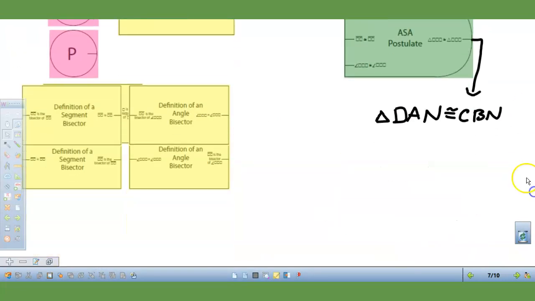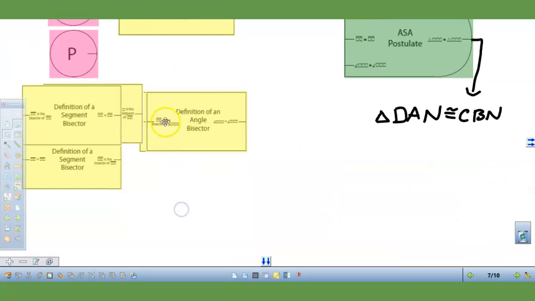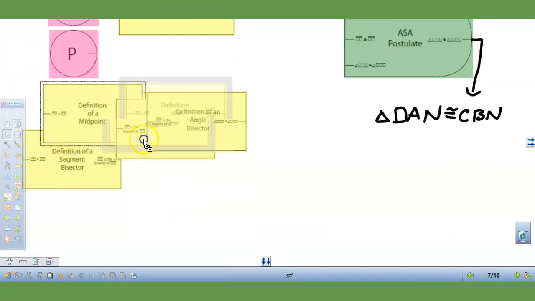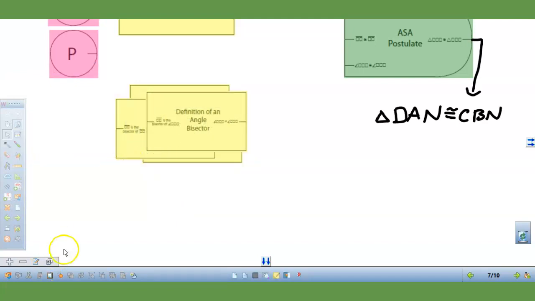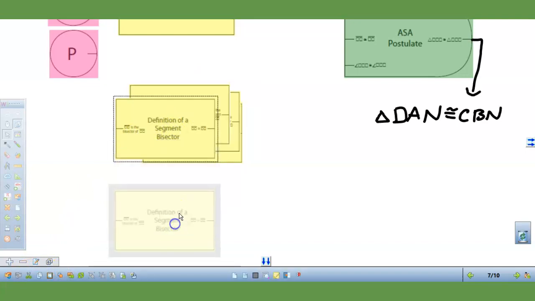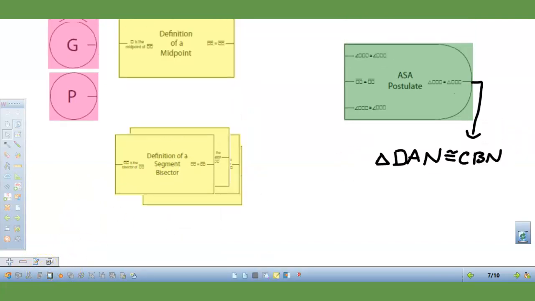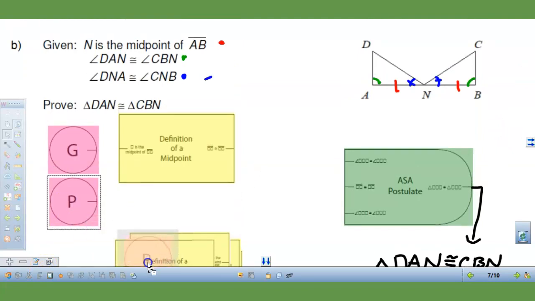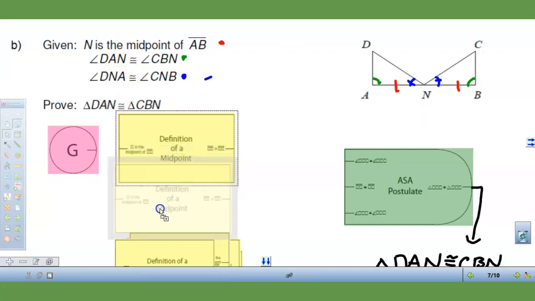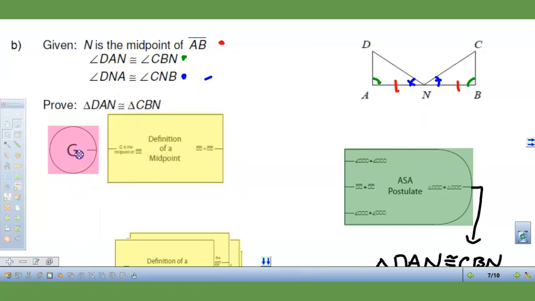Everything else, I can just move out of the way. I'm not going to get anything from the picture. I didn't need to mark any reflexive or anything. I do have a given, so I will use that. So let's go ahead and mark these up. Here's how this should look.